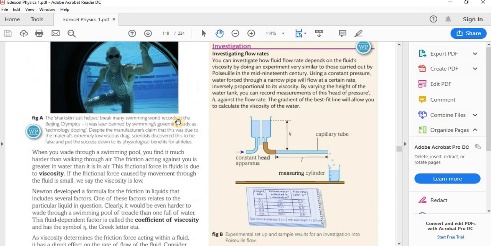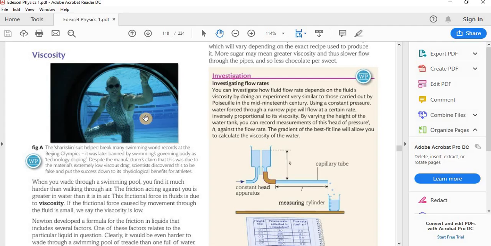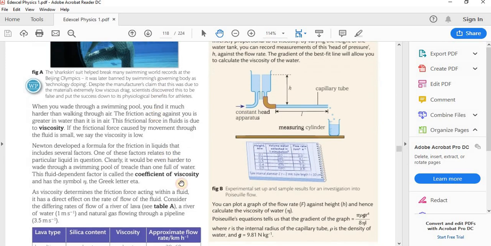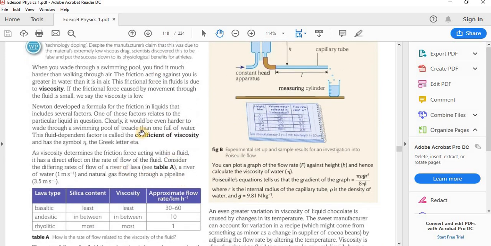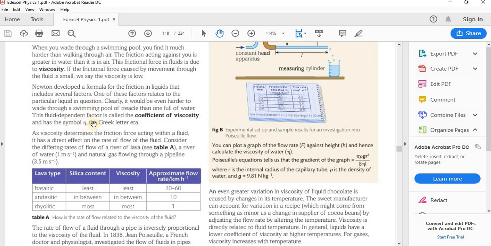Okay, so if a swimmer tries to swim through, maybe instead of water, oil, his speed will be lower because the viscosity of oil is higher than that of water. Okay, the fluid dependent factor is called the coefficient of viscosity and has the symbol eta, the Greek letter eta. So this is the symbol we use for coefficient of viscosity.